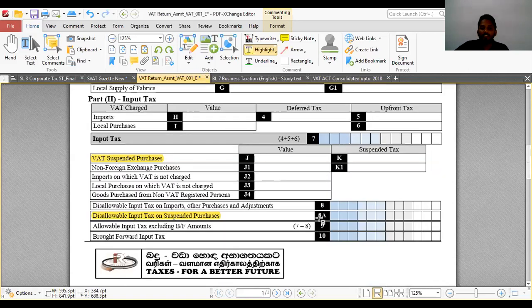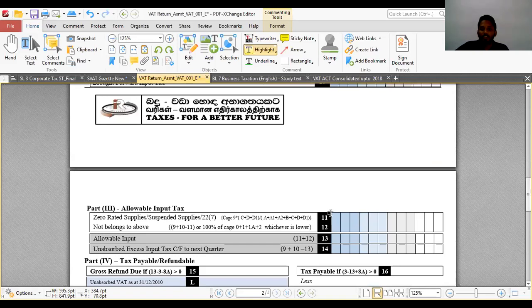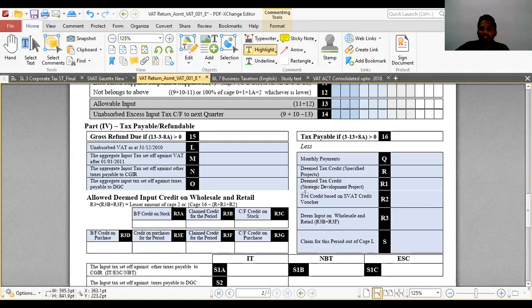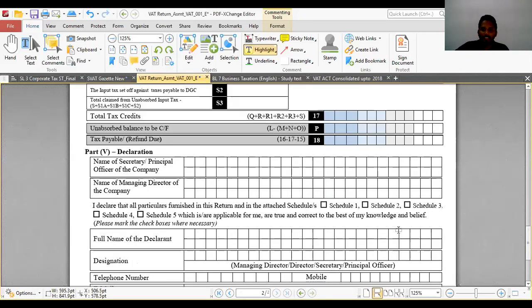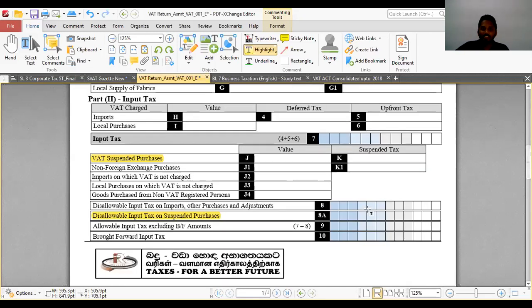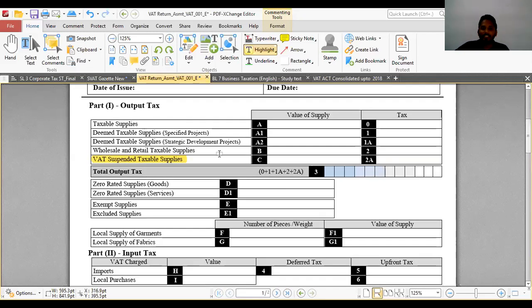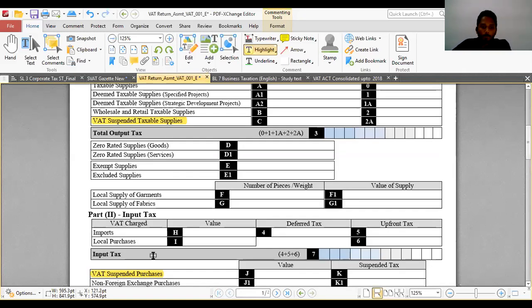Then whatever purchases you make under SVAT purchases, you can declare here. Then whatever credit vouchers you receive, you can declare here as a tax credit. Then as R2, you can declare here. You will see this is the normal SVAT implication, the cages you are normally required to refer to in the case of SVAT.